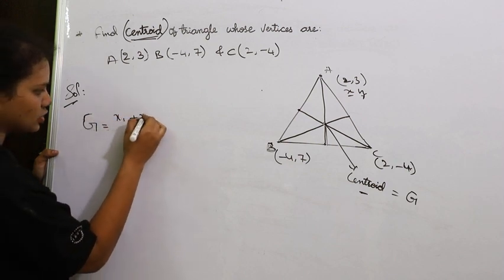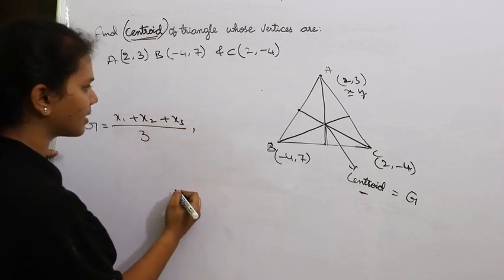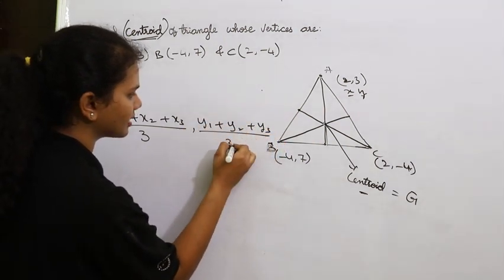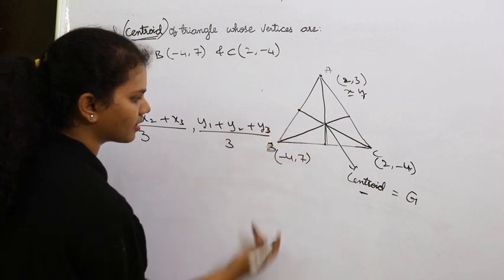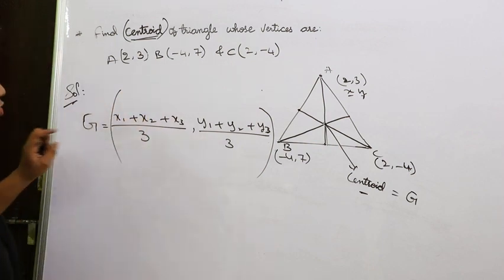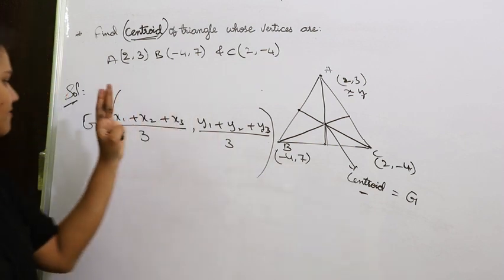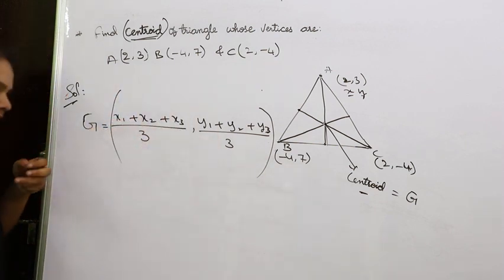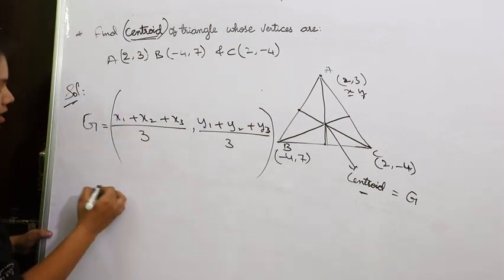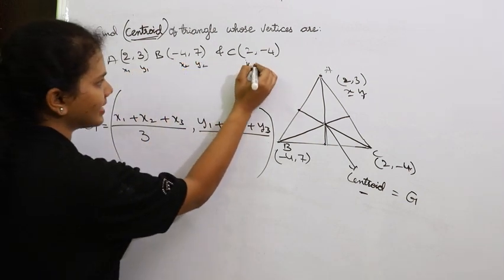G is equal to x1 plus x2 plus x3 by 3, comma, y1 plus y2 plus y3 by 3. Okay, this is the formula. Clear? G means what? Centroid. We have considered G as centroid, where G is equal to x1 plus x2 plus x3 by 3, y1 plus y2 plus y3 by 3. Very good. Now let us consider this as x1, y1. Let this be x2, y2. Let this be x3, y3.